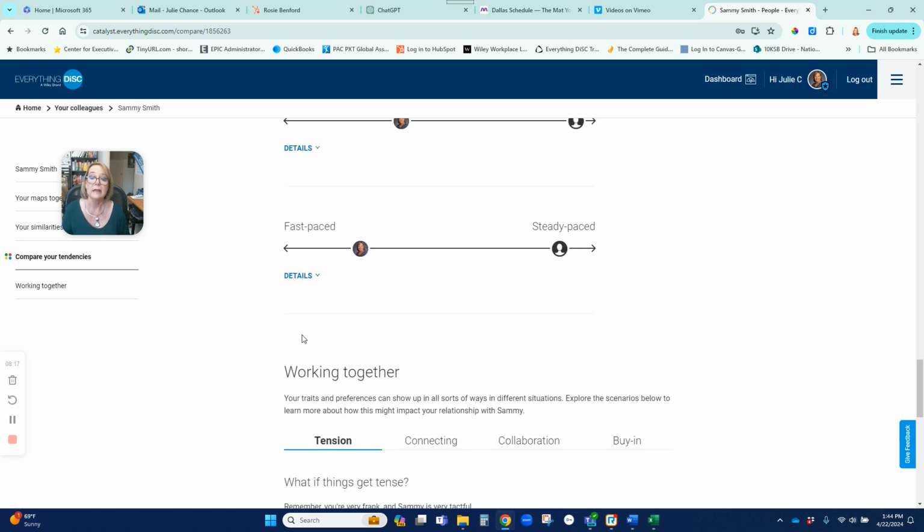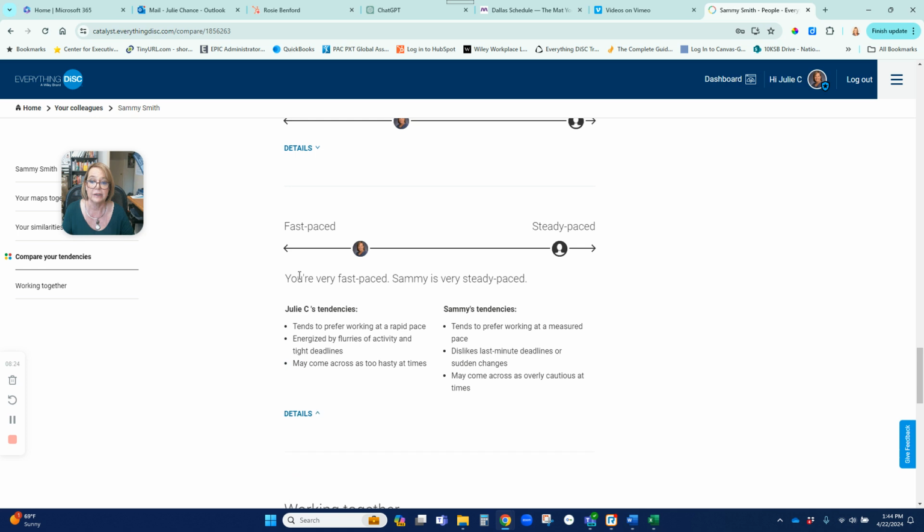And then the other one that I want to look at for Sammy and I is fast-paced and steady pace. Because I think pace is one of those areas when there is a difference that can really impact working relationships. And the details there are, well, I prefer to work at a rapid pace. He prefers to work at a more measured pace. So when I'm working with Sammy, I need to remember to slow it down a little bit, and maybe he needs to step out of his comfort zone a little bit and speed it up from time to time when he's working with me. And we need to talk about that and understand that we have different paces.